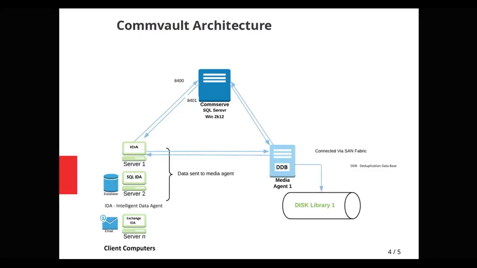Welcome to this session. Let's understand Commvault architecture. Commvault architecture is split into three components. The first is a CommServe, and next we have media agents, and finally we have client computers for which we perform backups and protect their data.